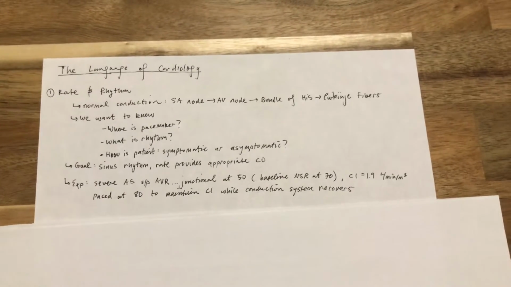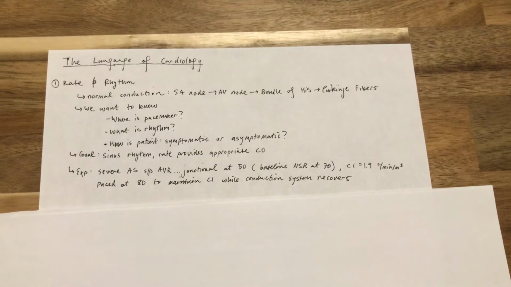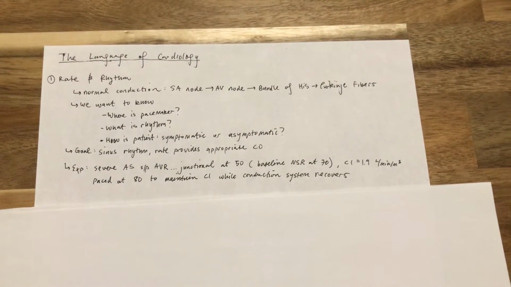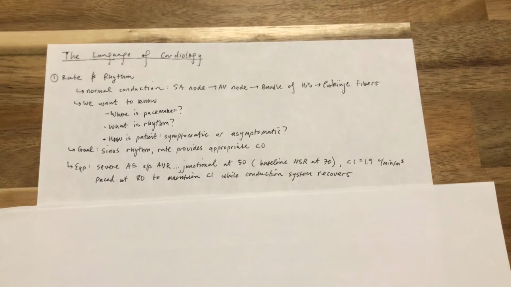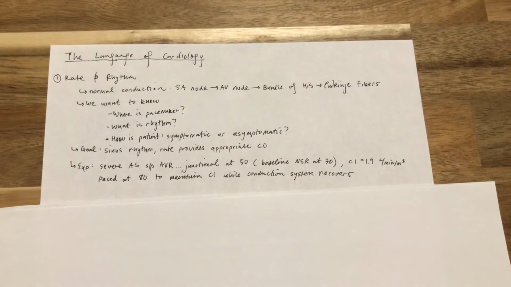For the first video, we're gonna talk about the language of cardiology, and the first thing we're gonna talk about is rate and rhythm. Normal conduction of the heart goes from the SA node, pauses in the AV node, goes to the bundle of His, and then dissipates into the Purkinje fibers.